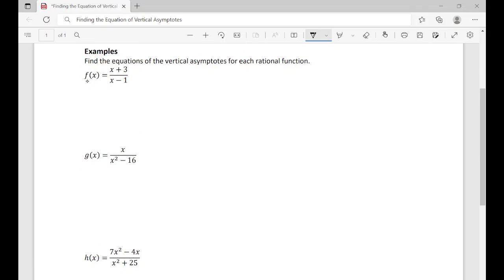So we have our first function, f of x equals x plus 3 over x minus 1, and we're going to find the vertical asymptote. I can see that it is in simplest form already. There's no way to simplify it down, so I'm just going to take the denominator, x minus 1, and set it equal to 0. And now I'm going to solve. I'm going to add 1 to both sides. I'm going to get x equals 1, and this is my vertical asymptote here, x equals 1. And that's it.